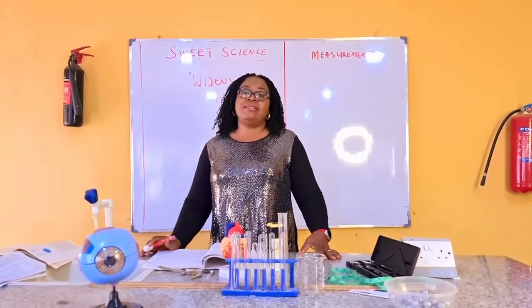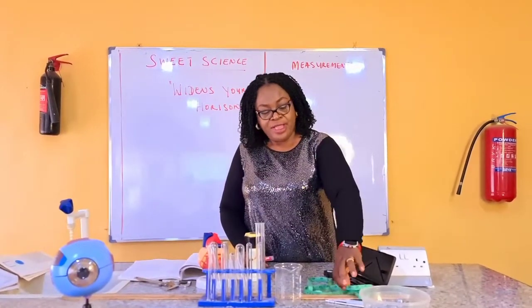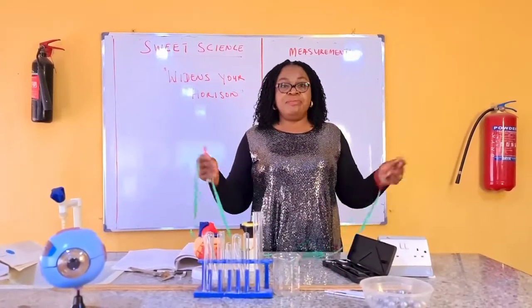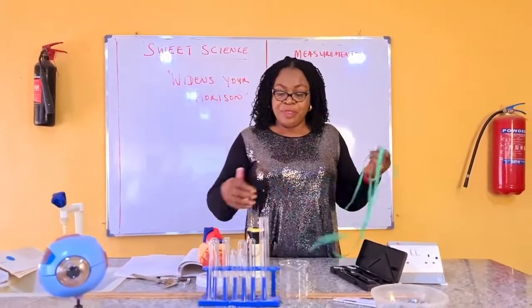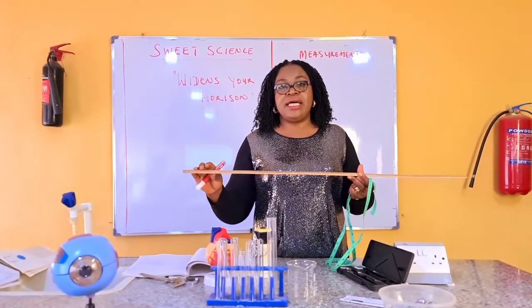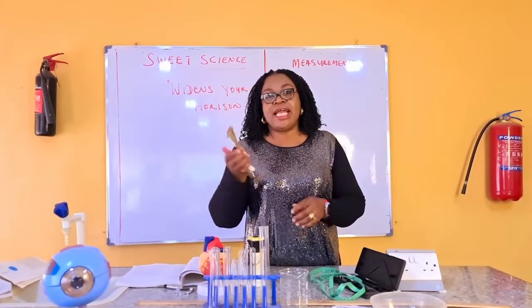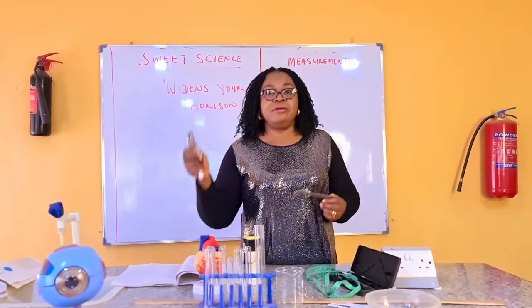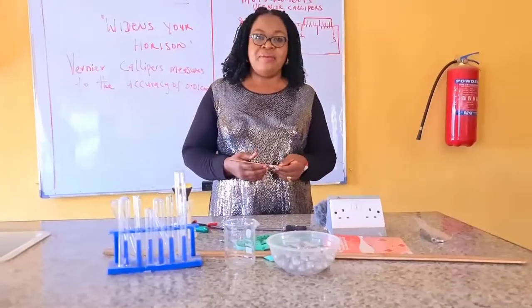Measurement of length. In measurement of length, we have the equipment that we use in measuring length. We have the tape, we have the meter rule, graduated in centimeters, 1 meter. We have the vernier calipers, we have the micrometer screw gauge. Let's talk about vernier calipers.